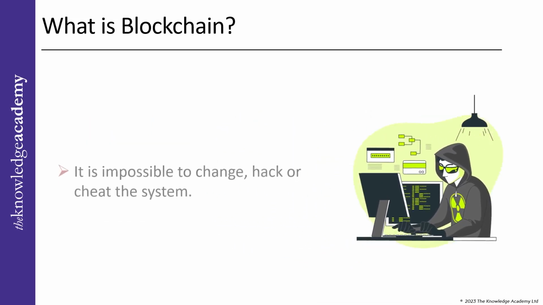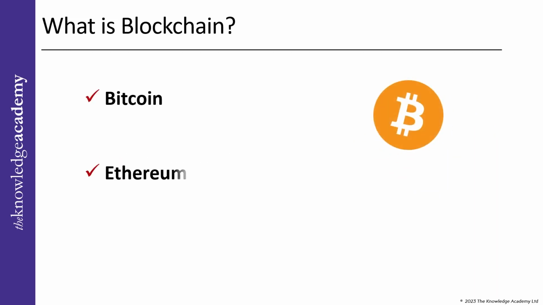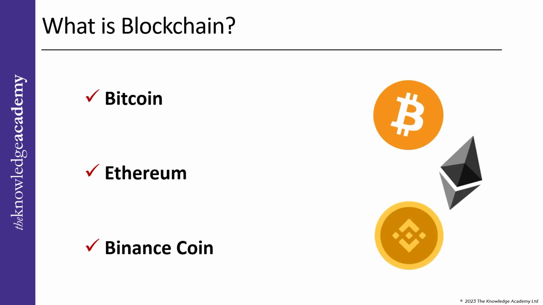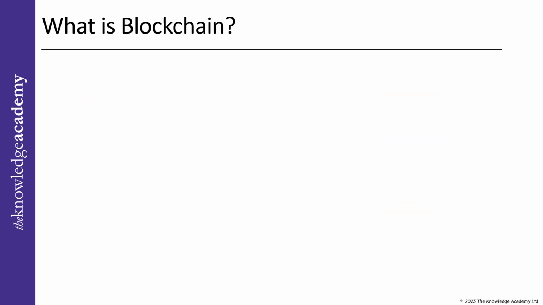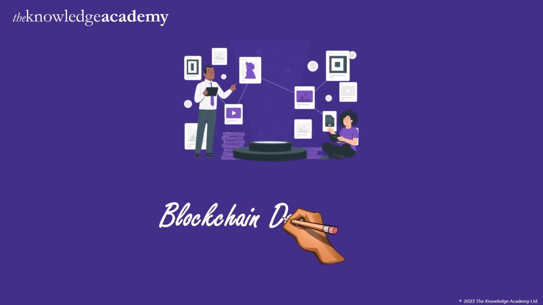It is impossible to change, hack, or cheat the system, as it is verified and validated by every node in the blockchain network. Cryptocurrencies like Bitcoin, Ethereum, Binance Coin, and many more use this blockchain network. The blockchain technology is decentralized as it is not subject to the control of any single entity or group. The blockchain technology enables businesses to conduct secure transactions without involving third parties. Are you curious to know how this technology is developed? Let's discuss the development of blockchain, which brings us to blockchain development.